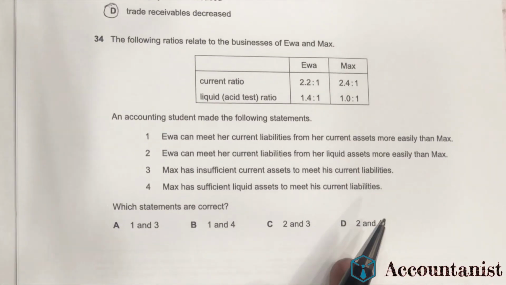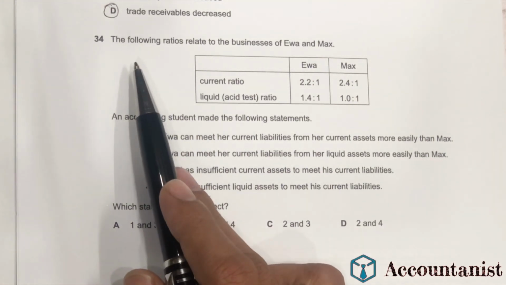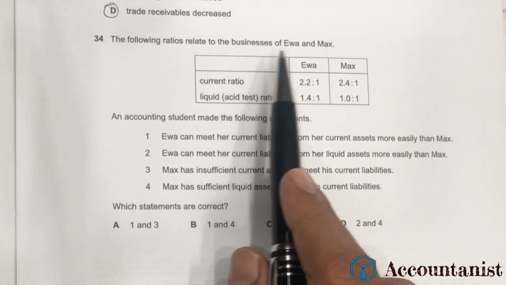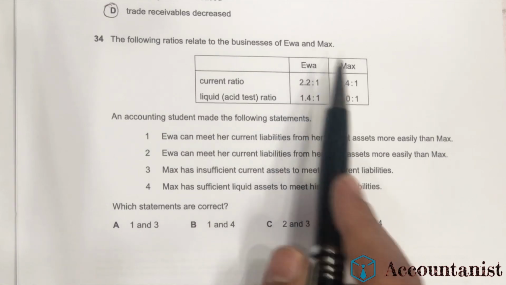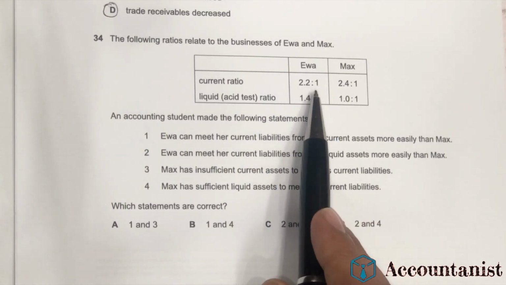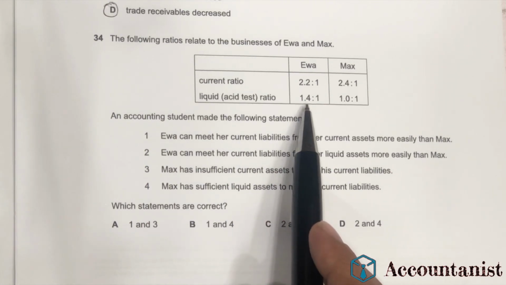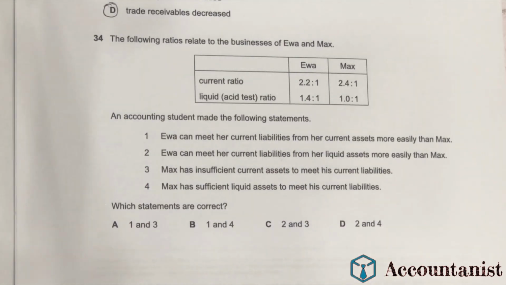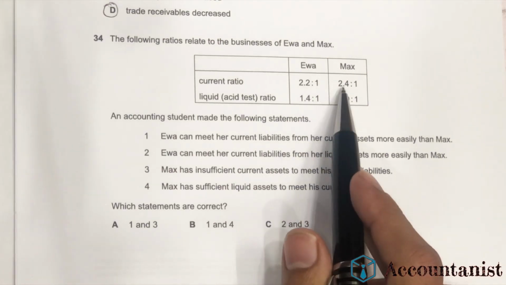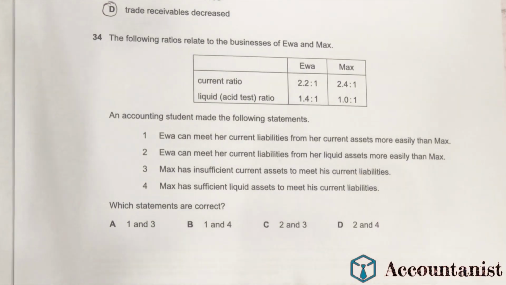Question number 34 we have here. The following ratios relate to the businesses of Eva and Max. So we have current ratio 2.2 and 2.4. We have liquid ratio 1.4 and 1. So Max has more in current ratio, but Eva has more in liquid test ratio.